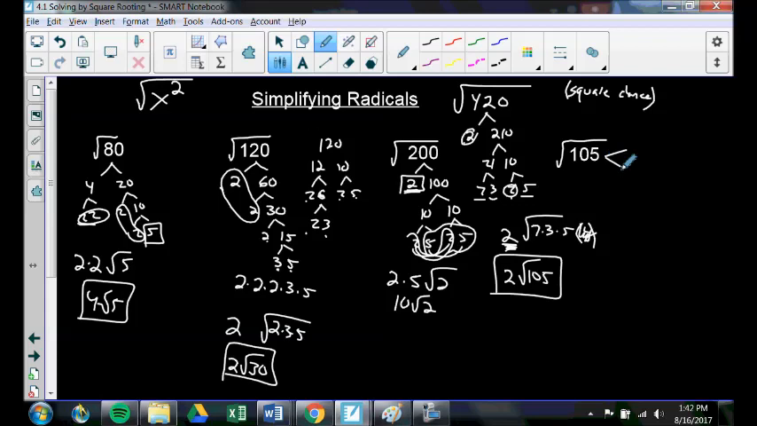105. I think we actually know this one can't be done, because there's a 105 right there. 105 is prime. But let's see, it's 5 and 21. 21 is 7 and 3. None of these people have dates, so this is already simplified. It's root 105. Pull out perfect squares and square root them. Things that don't have perfect squares stay behind, and you've simplified.